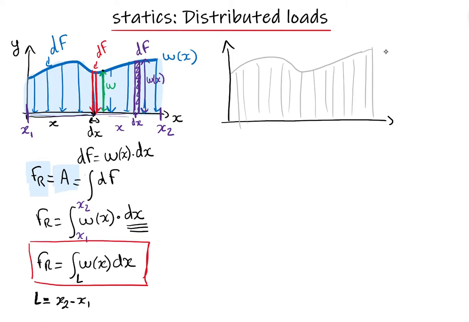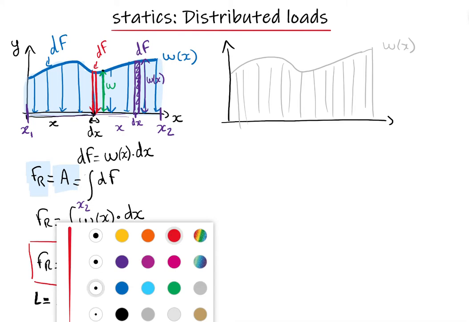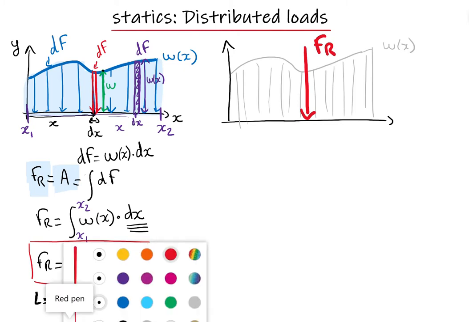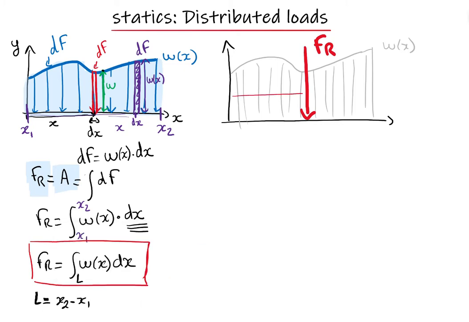At the same W of x, it's light gray, because what I want on this side is FR, and I want to find the distance of FR from, let's say, this point, from 0. That's called x bar, like the mean or the average, right? That's the same thing. Those two systems are equivalent. So on the left, we have the distributed load. On the right, we have just one resultant force, and we have its location from the origin O.